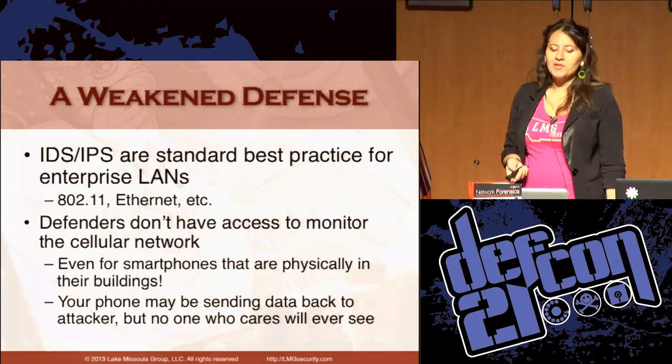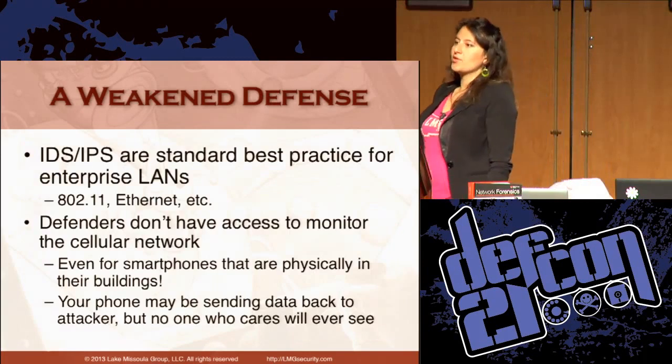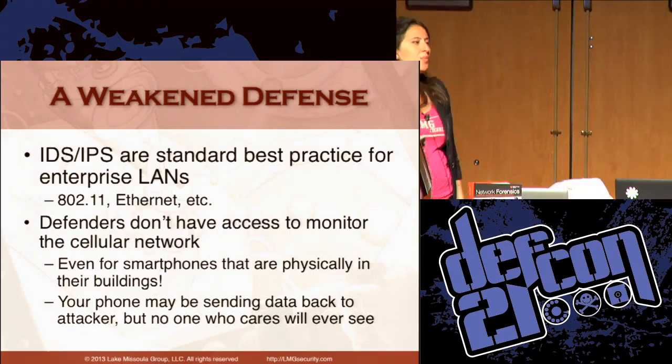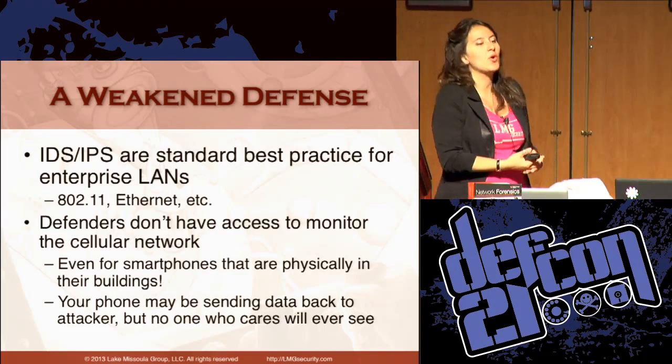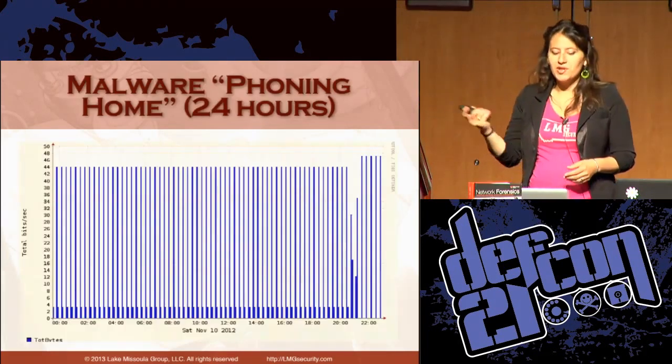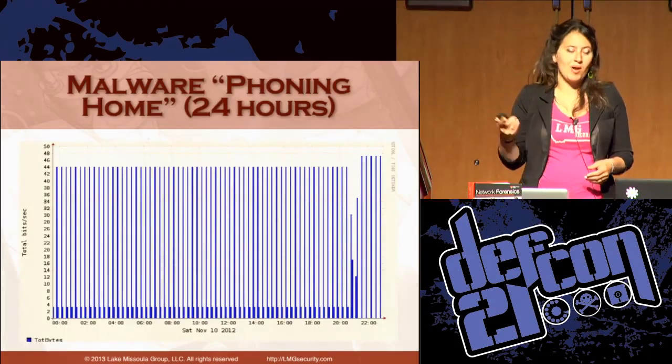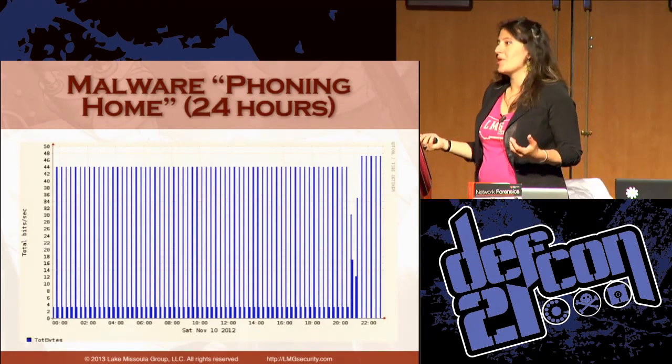The same thing happens with smartphones. The Android Stealth malware by default phones home, or at least the sample we were analyzing phoned home every 15 minutes. So you would see a chart that looks very similar to this with your smartphone, and of course the user would never be able to tell.